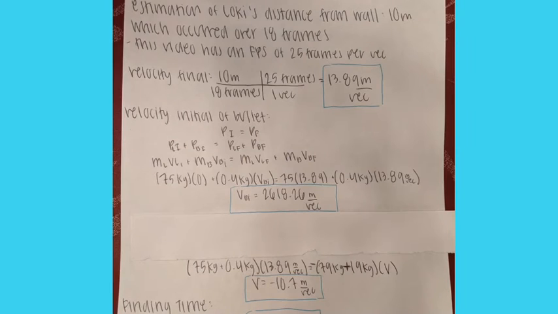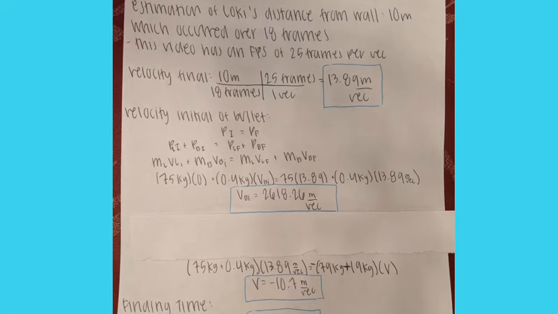The estimation of Loki's distance from the wall is around 10 meters. So the video has a FPS of 25 frames per second. So we calculated that the time it took for Loki to travel from his position where he was standing to the wall, it took 18 frames. So his final velocity can be calculated with 10 meters over 18 frames times 25 frames over 1 second, which is around 13.89 meters per second.